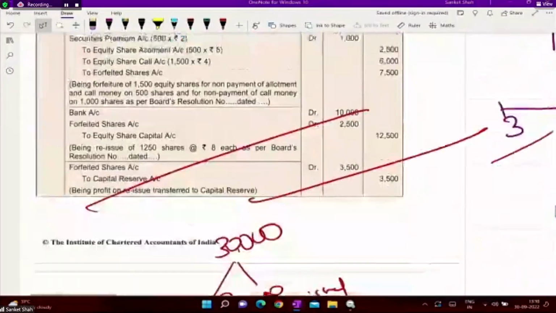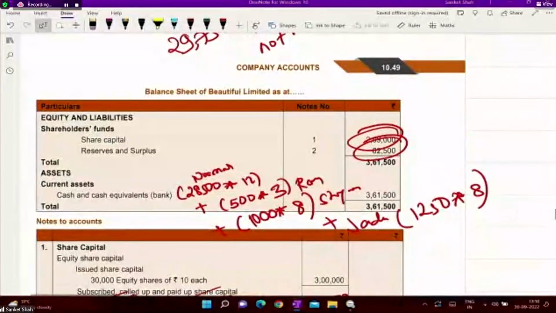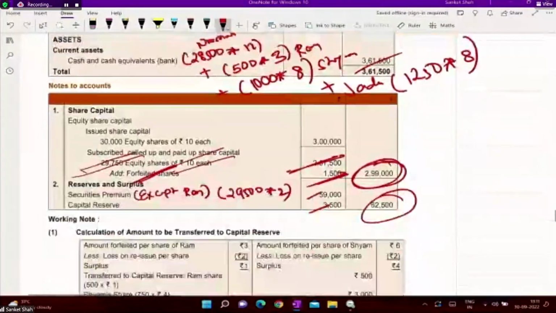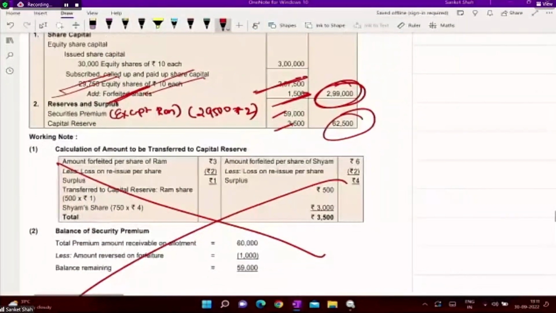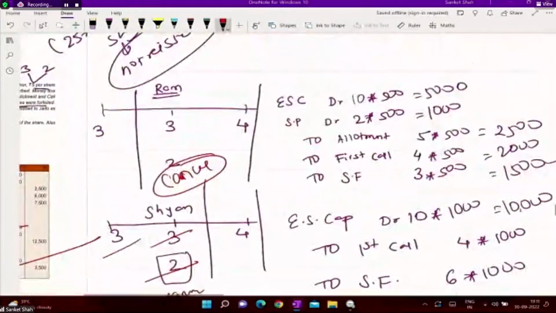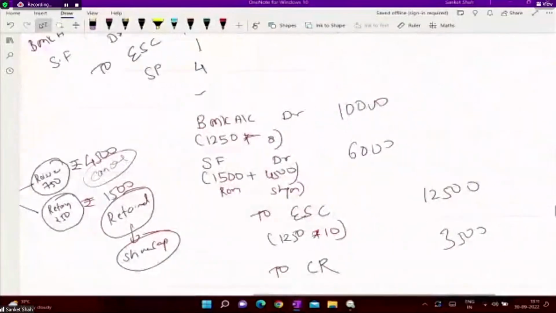28,500 into 12 plus 1,500 plus 8,000 plus 1,250 into 8. Yes, 3,61,500. Yes, I'm getting 3,61,500. So this is your balance sheet presentation. No need of these working notes. You can write it in my way as a working note: Ram, Sham, and here Jadu.